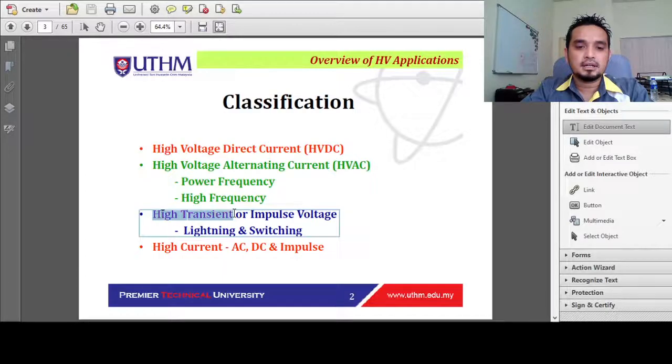High transient. The impulse voltage is also called the voltage under transient conditions. In this case, we are going to look at the two most common phenomena, which are lightning and switching. And high current: we're not going to look at this in detail because it is rare in practice, and is probably just additional knowledge. High current for AC, DC, and impulse.